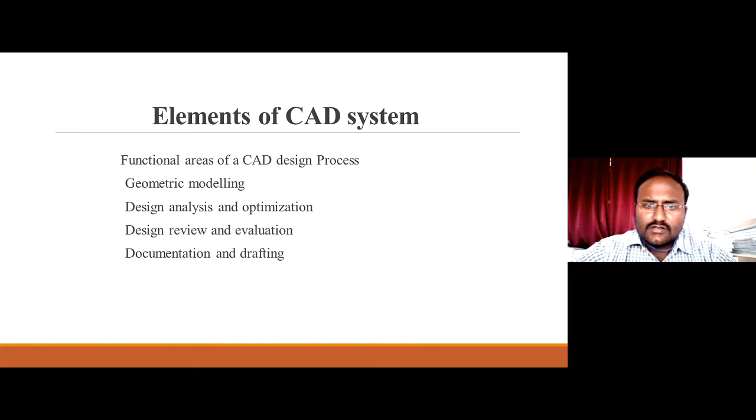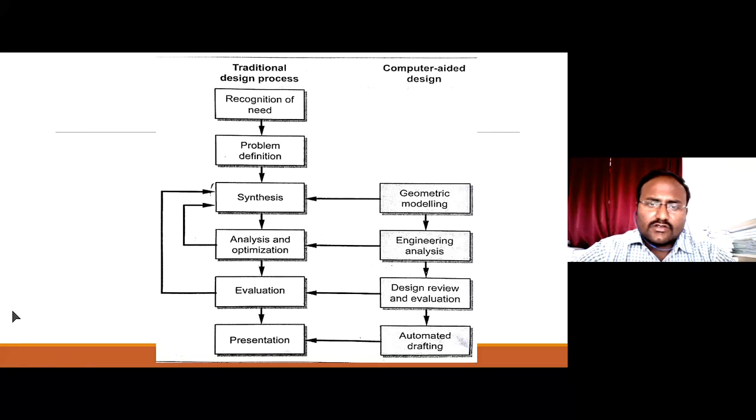So what are the elements in CAD? Normally there are five different categories of elements. The first category is design process and geometrical modeling, then optimization, evaluation, and documentation and drafting. These are the major five categories of the CAD system. I will show you the graphical representation.